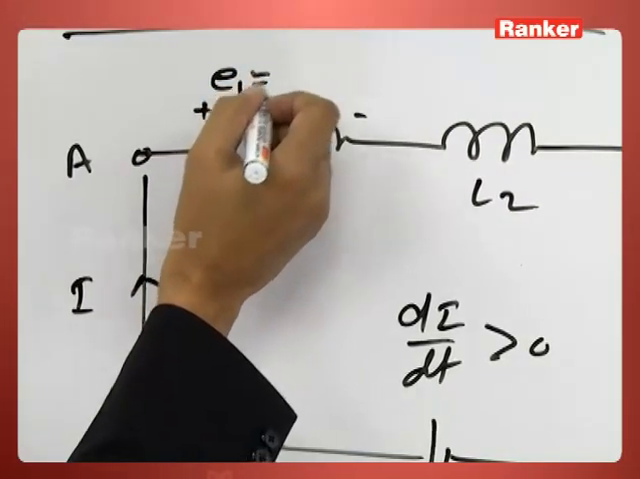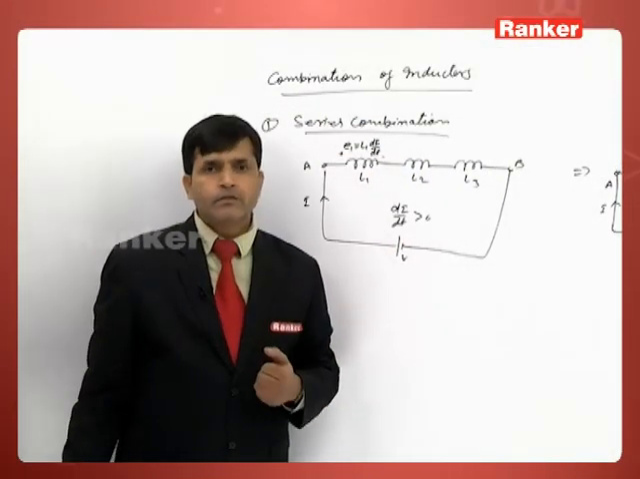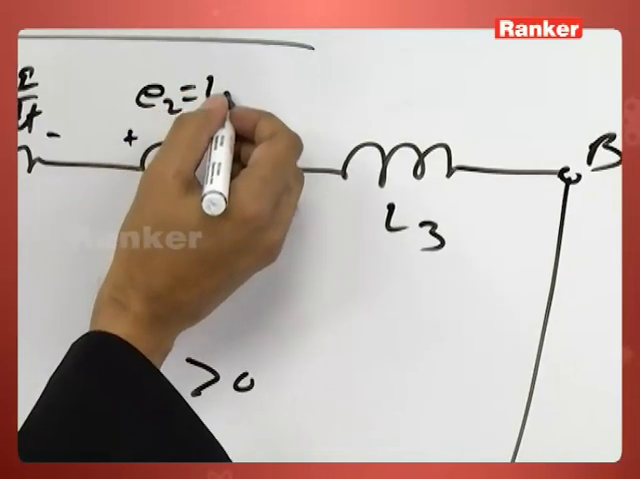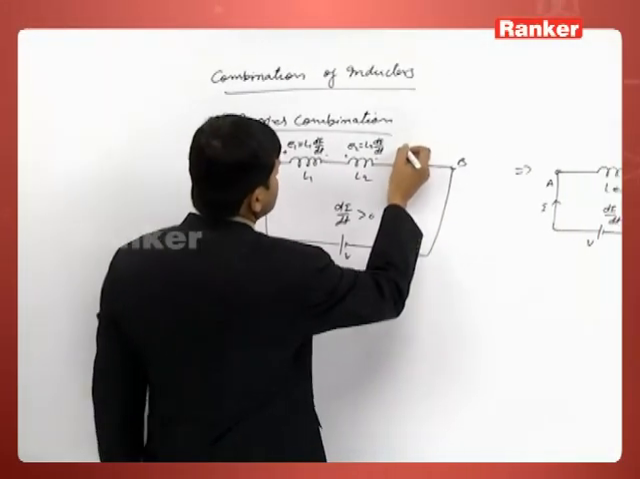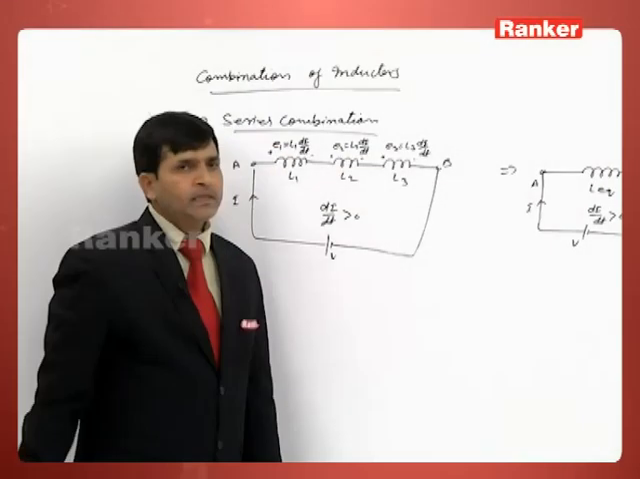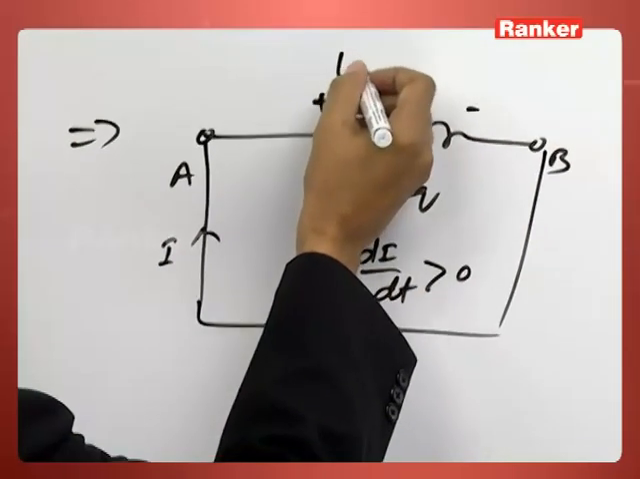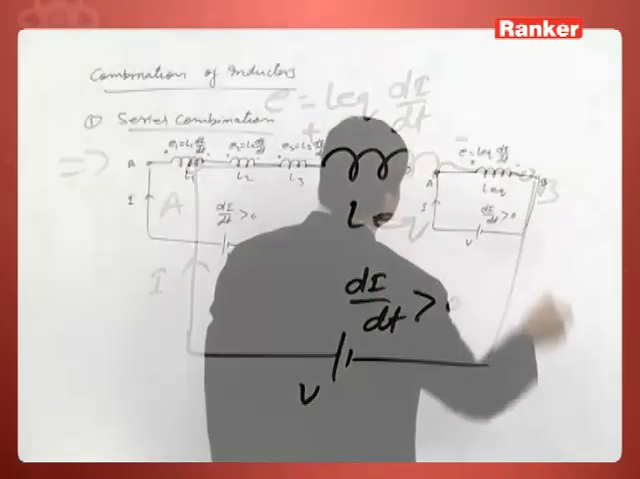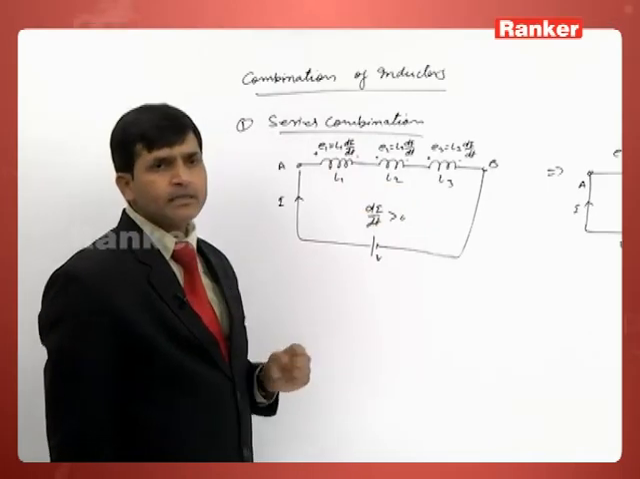Let E1 be L1 into di by dt. Similarly, across L2 EMF develops, E2 is L2 into di by dt, and across L3 also, E3 is L3 into di by dt. In the same way, looking here, this is positive and negative. Here it is L equivalent into di by dt, let this be E. So these are the different values of EMF induced in the different inductors.